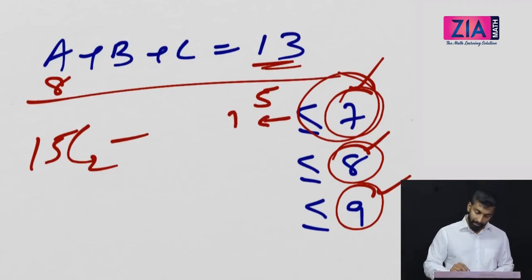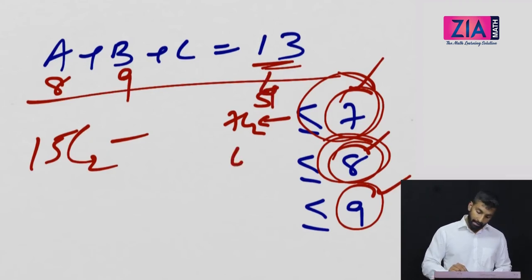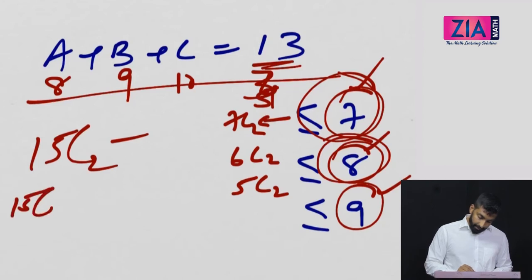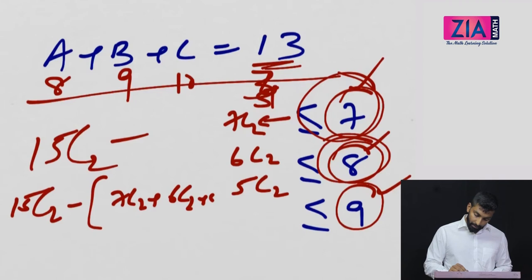Now this becomes 7C2. Then you see how many ways B violates. So give 9 to B. Then this will become 4, so you will get 6C2 ways B will violate. Now what you need to do? Give 10 to C. So you'll see how many ways C will violate. So this has become 3, so this is 5C2. So your answer is 15C2 minus 7C2 minus 6C2 minus 5C2.